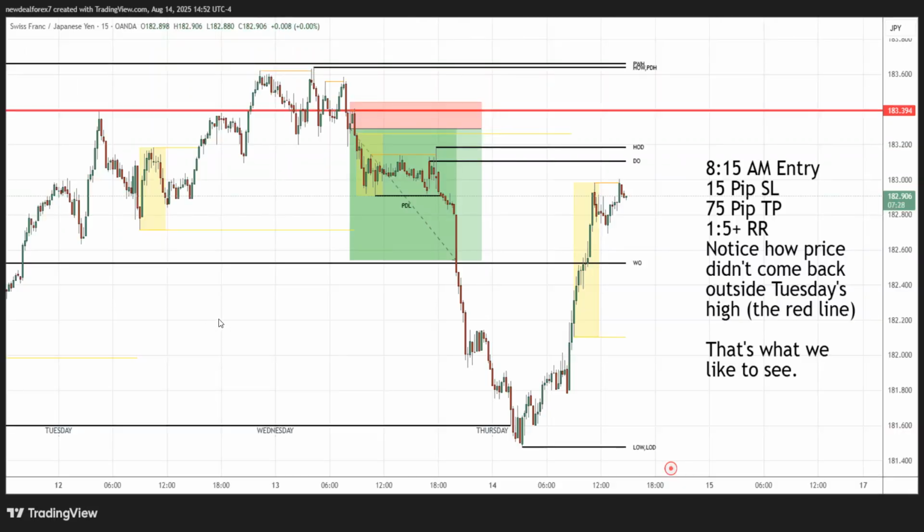This is the 15-minute chart of what I just showed you on Swiss yen. Entry would have been at about 8:15 a.m. on Wednesday. You may have been stopped out a couple times here because you see how it went below the range, came back up, went below the range, came back up.